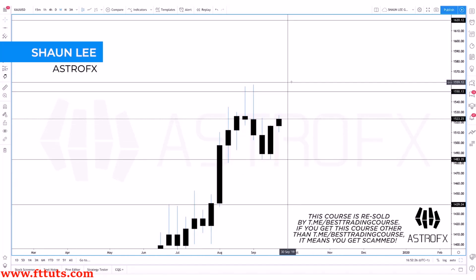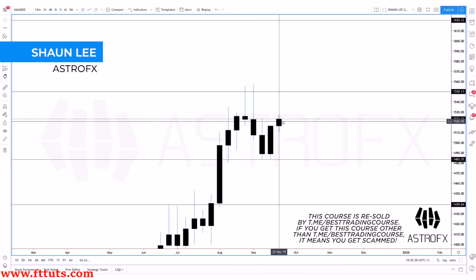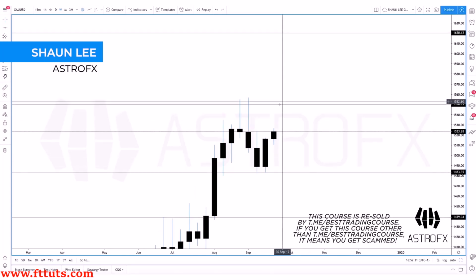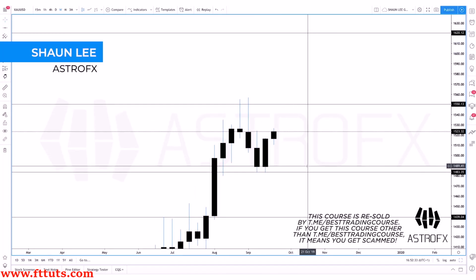But, however, we need to break that zone. We need to take out these wicks first and foremost with some momentum. Then we're on our way to 1620. From here, it's 1,000 pips.